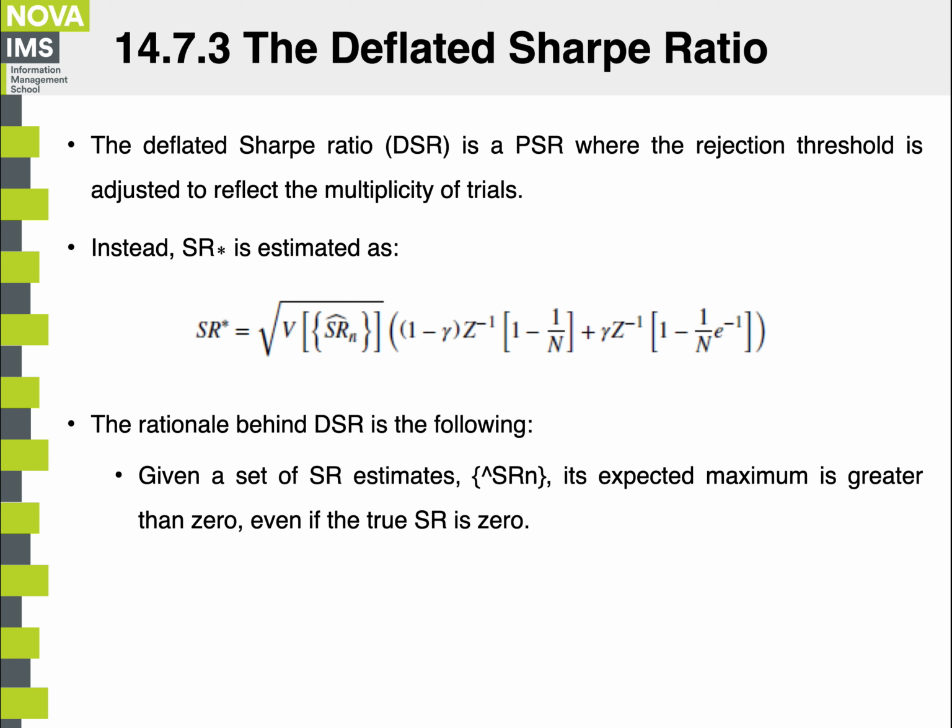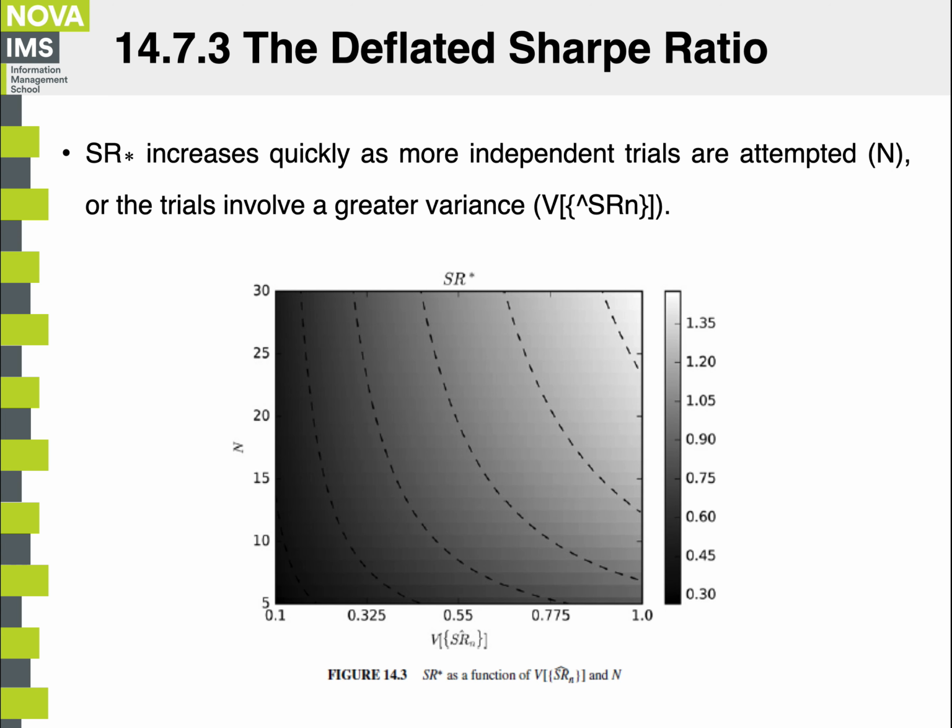The logic behind this ratio is that, given the Sharpe ratio estimates, it is expected that a maximum greater than 0 will be found, even if the true Sharpe ratio is 0. The maximum Sharpe ratio increases quickly as more independent trials are attempted, the bigger the N, or if the trials involve the greater variance.